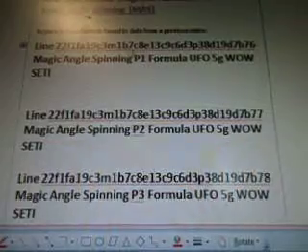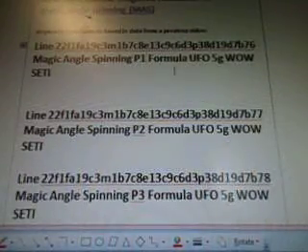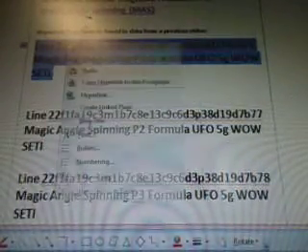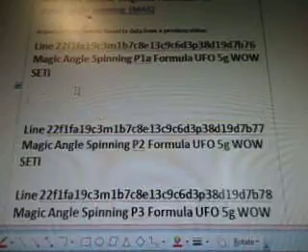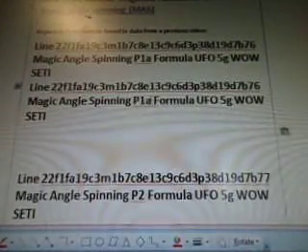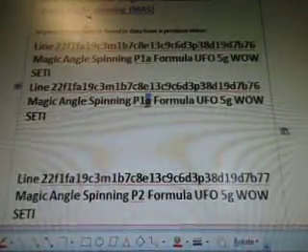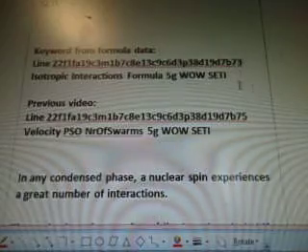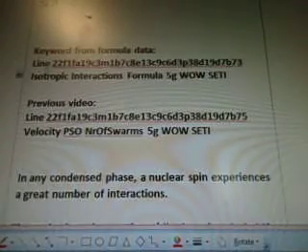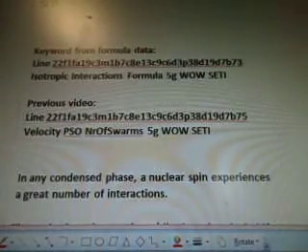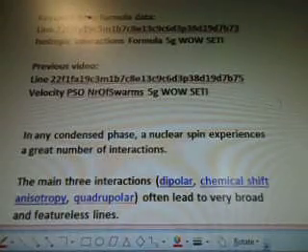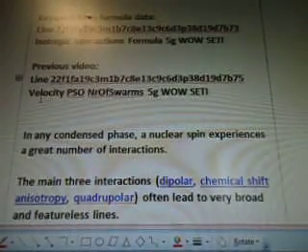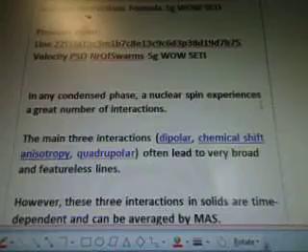Sorry, it's P1A. Yeah, I just correct it as I go along. I forget to do stuff, so this is the best way to do it. There we go. So P2 and then P3, okay? Originally it came from 7b73, which was isotropic interaction formulas, and then another one from 7b75, velocity PSO NRF swarms.